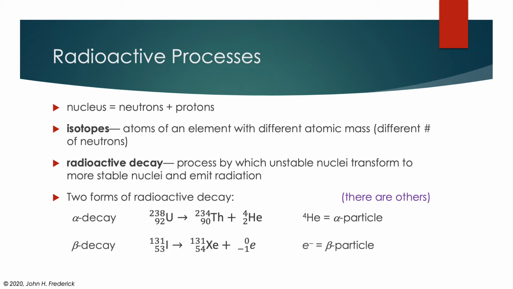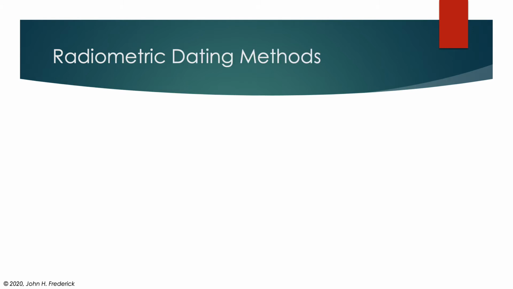A second process is beta decay, in which a beta particle is emitted, and it turns out the beta particle is identical to an electron. In this case, iodine is converted to xenon via beta decay. So with these kinds of radioactive decays going on, it opens up the possibility that we can have a radiometric dating method. And why is this possible?